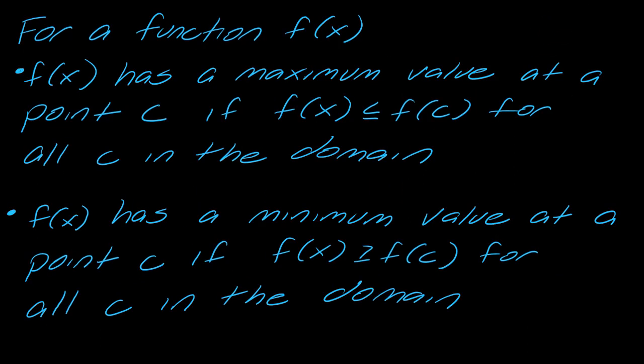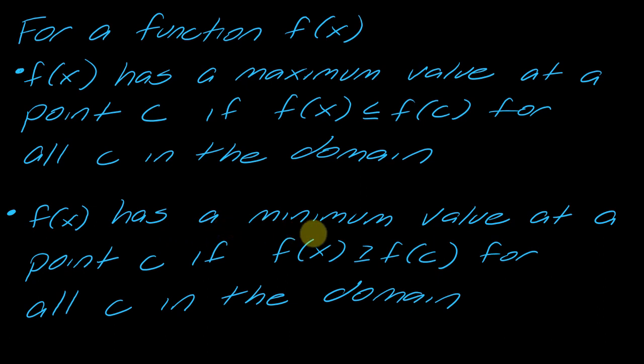First things first, I want to make sure that we all know what the terms maximum value and minimum value mean from a mathematical standpoint. If you need to, just pause this video and write down these definitions. f of x has a maximum value at a point c if f of x is less than or equal to f of c for all x in the domain. So any other value outside of this c will be smaller.